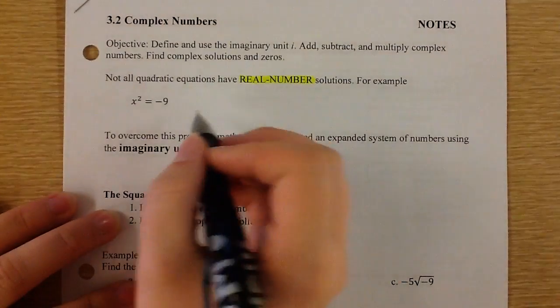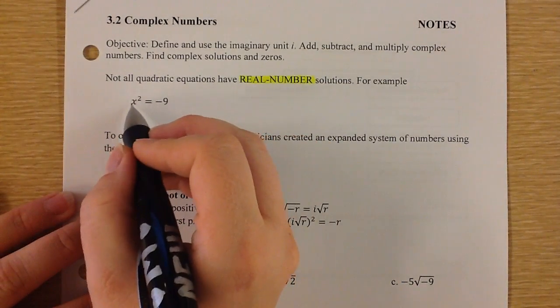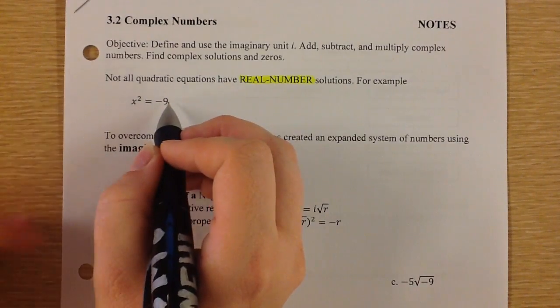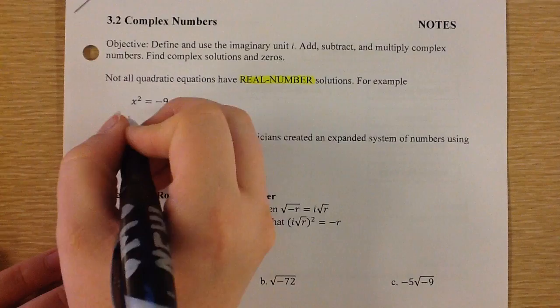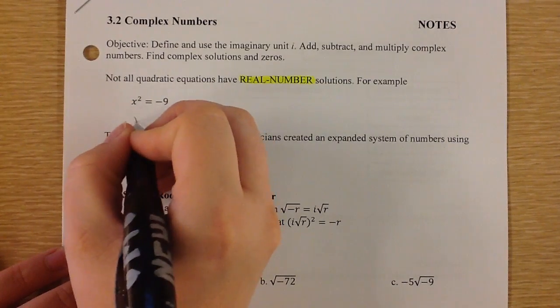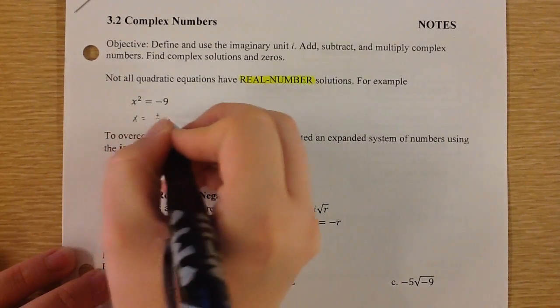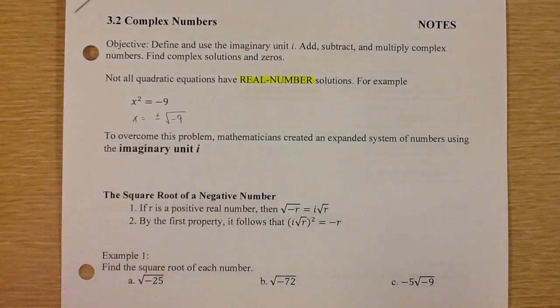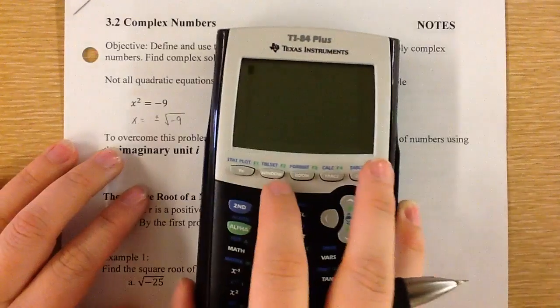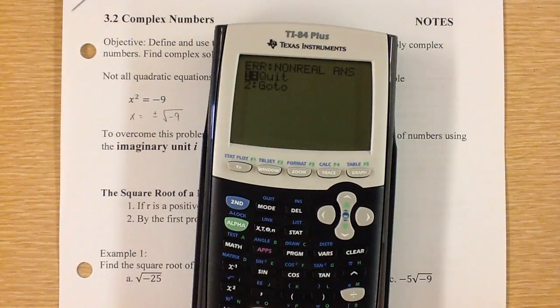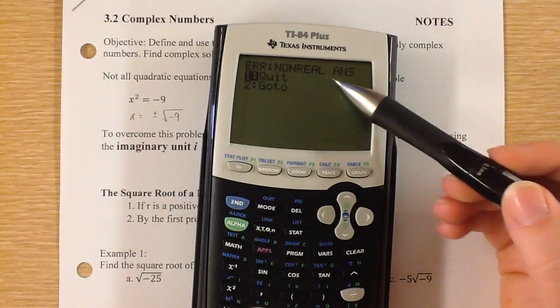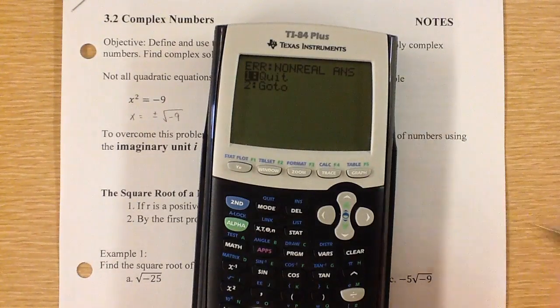If we were to solve that, we're looking for what number times itself is -9. It might be like, well, there's no number times itself that's -9. Because when we square root both sides, we'd have x equals plus or minus the square root of -9. And when we type that into our calculator, the square root of -9, if you notice here, we get a non-real answer. So the answer to this is not real.